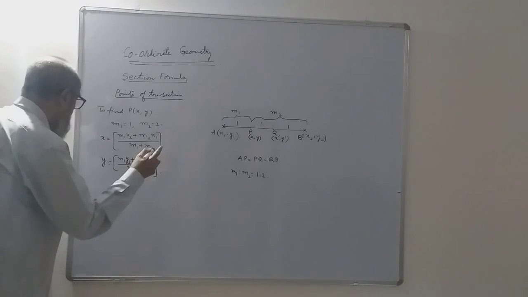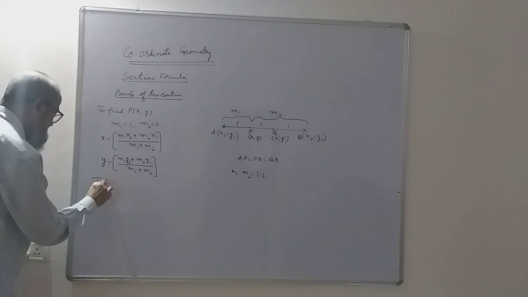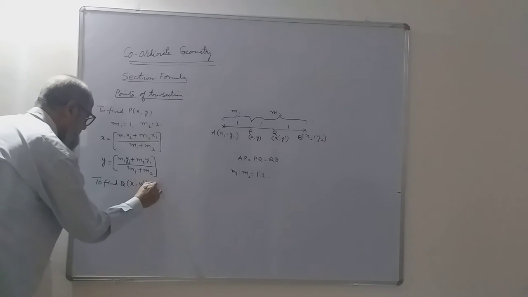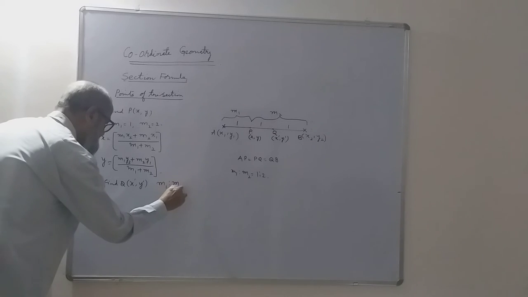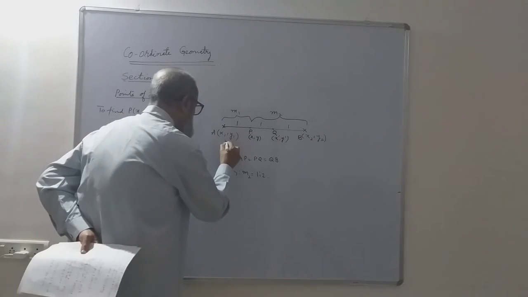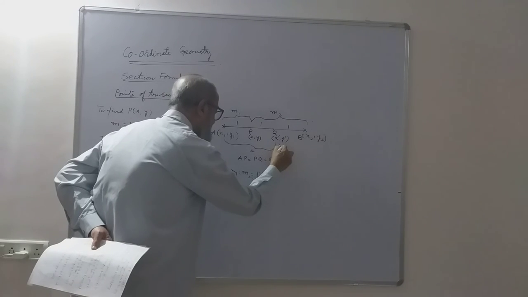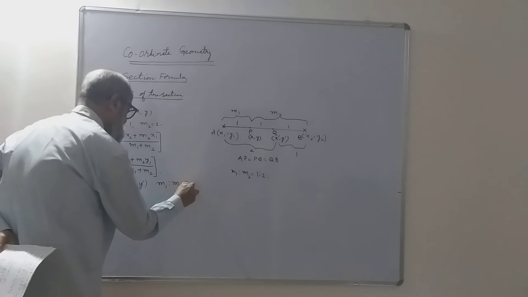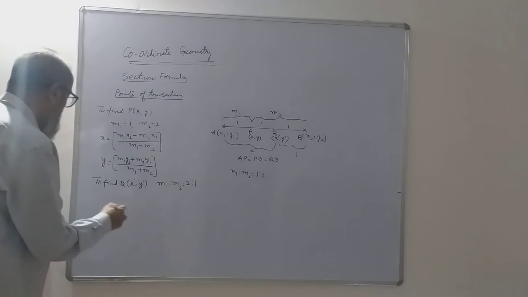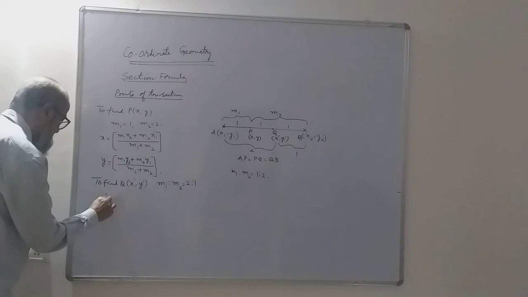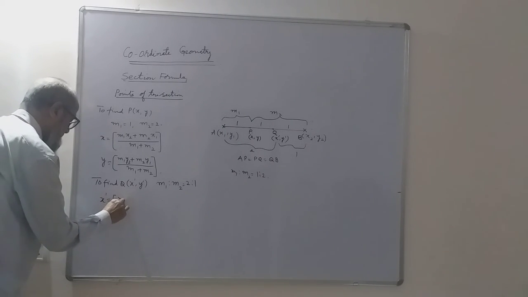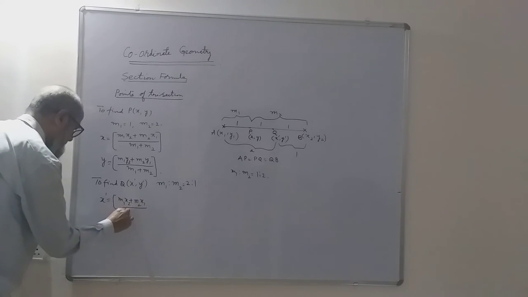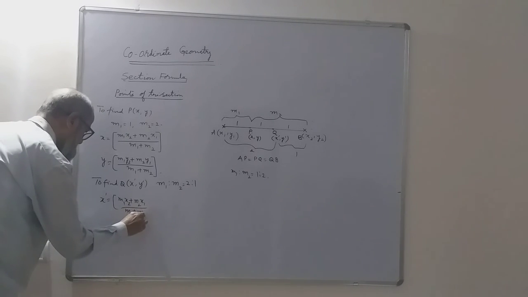Same thing. Now for finding Q, Q (X', Y'), what we have to do is M1 is to M2 is equal to, now this will be 2 and this will be 1. I had taken 1 is to 2 earlier, now I will take 2 is to 1. And the formula remains the same. X' is equal to (M1 X2 plus M2 X1) divided by (M1 plus M2).